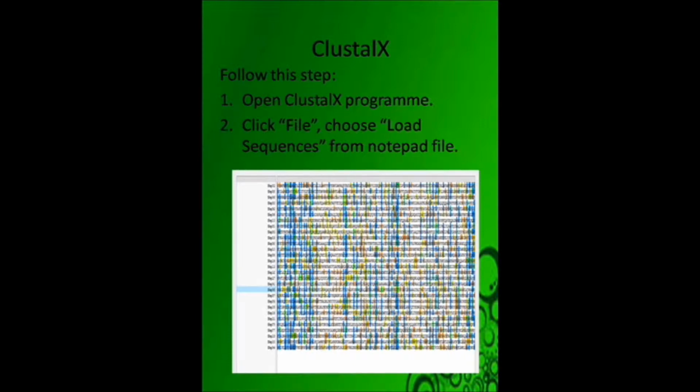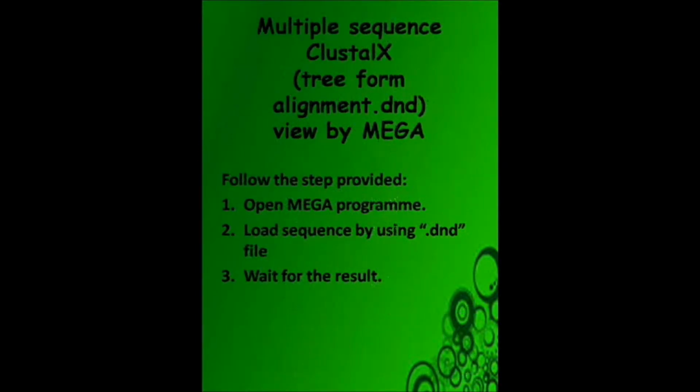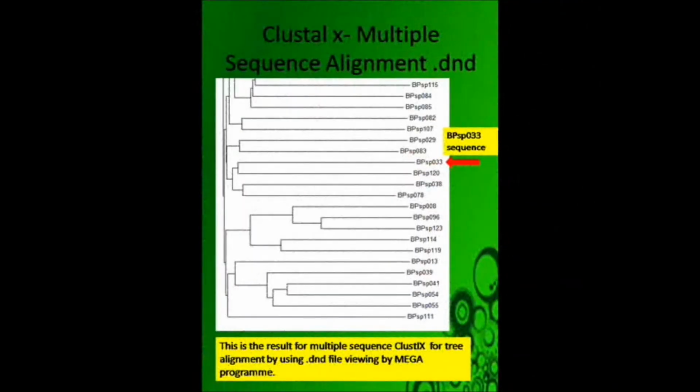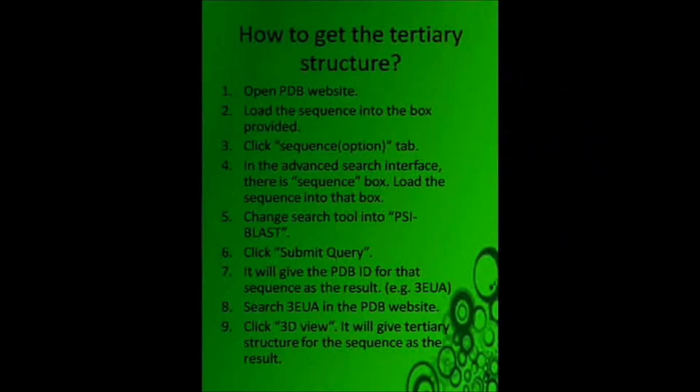After this, let's learn how to use Mega software. By using Mega program, you can view multiple sequence Cluster X in the form of tree-form alignment using .dnd file. What you need to do are, first, you need to open Mega program, then load sequence by using .dnd file and wait for the result. This is the result for multiple sequence Cluster X for tree alignment by using .dnd file viewing by Mega program. You can see BPSP033 in the Cluster X result.